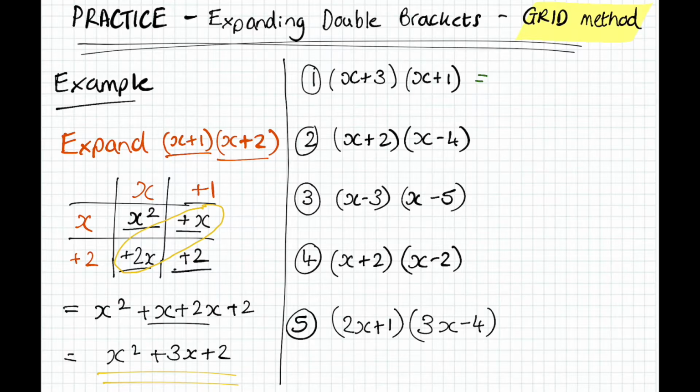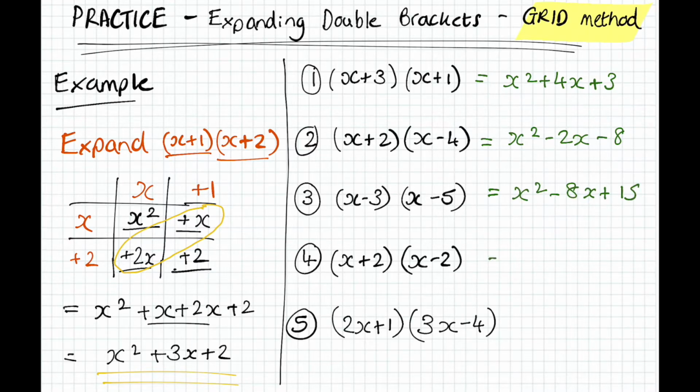Here are the answers. Question number 1, the answer is x squared plus 4x plus 3. Question number 2, x squared minus 2x minus 8. Question number 3, x squared minus 8x plus 15. Question number 4, special on this if you noticed it, x squared minus 4. There is no x term in here.